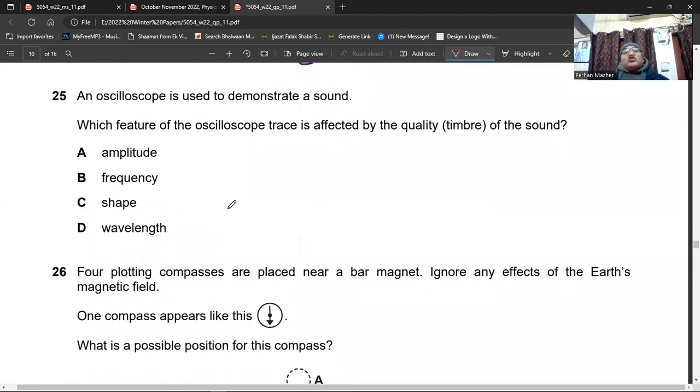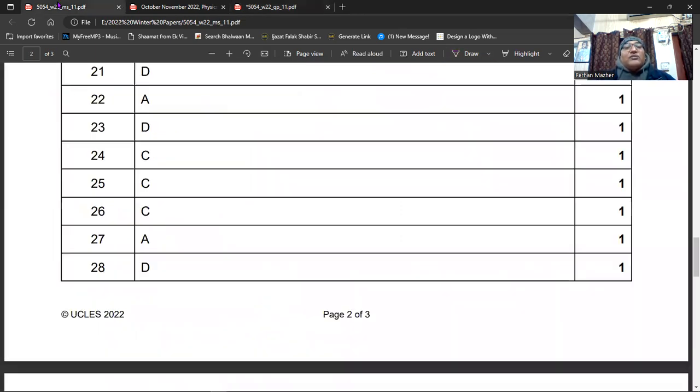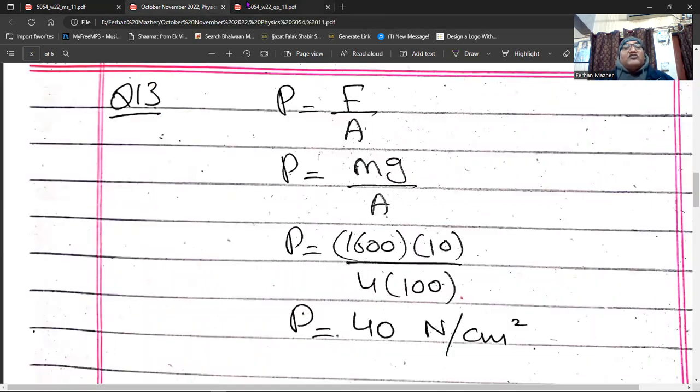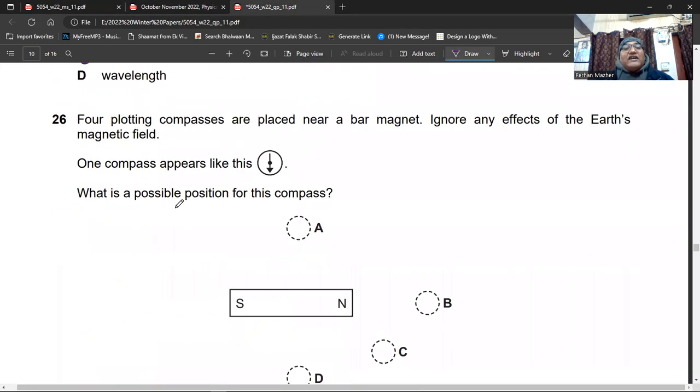Question number 25, an oscilloscope is used to demonstrate a sound. Which feature of the oscilloscope trace is affected by the quality of the sound? The quality of the sound depends upon the basic shape of the wave. So question number 25, C is the right option, sir.